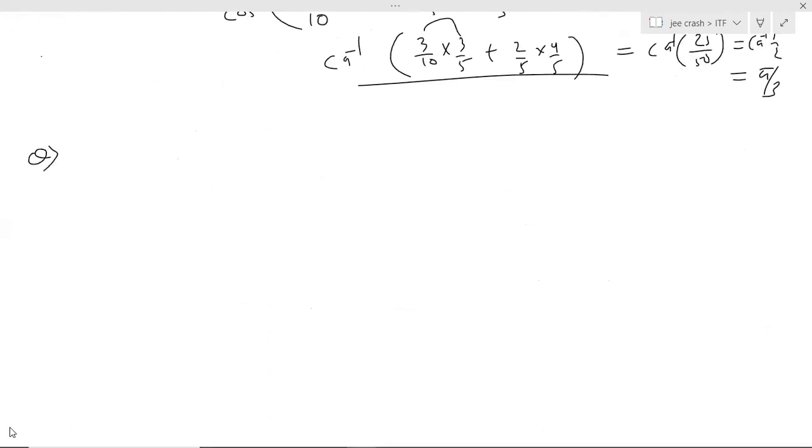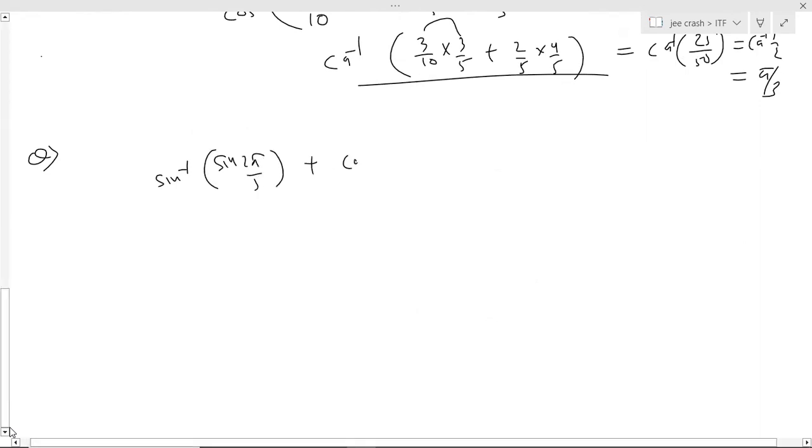I'll give you 2 minutes. Sine inverse sine 2 pi by 3. You have to just find the angles here. Cos inverse cos 7 pi by 6 plus tan inverse tan 3 pi by 4.